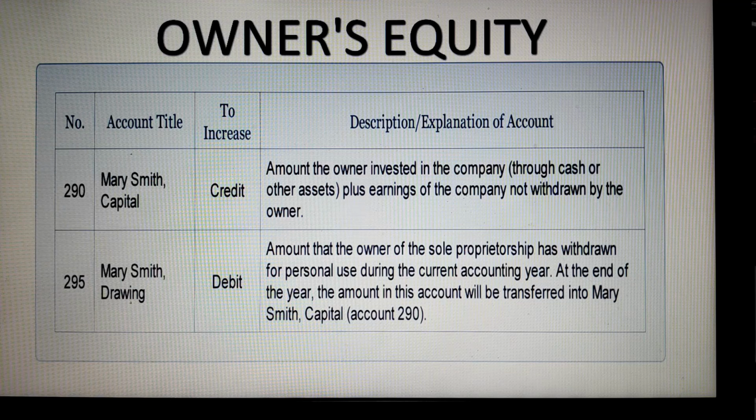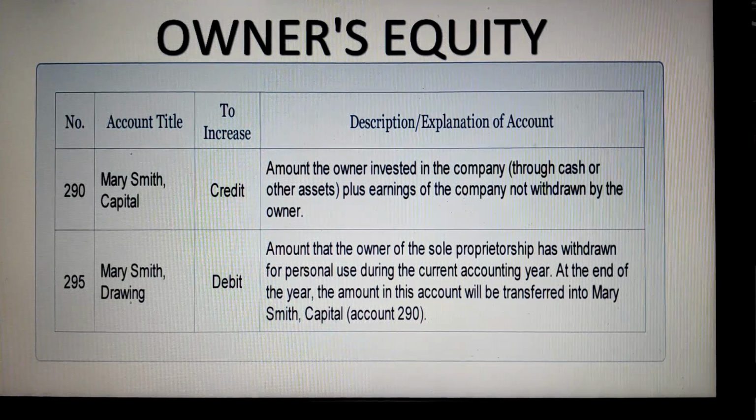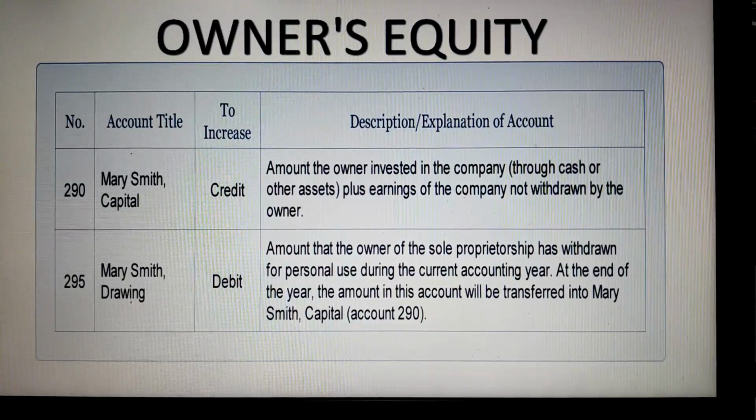Number 2 is the drawing. The amount that the owner withdrew, or sometimes the word used is withdrawal. So the amount that the owner of the sole proprietorship had withdrawn for personal use during the accounting year. At the end of the year, the amount of this account will be transferred into capital. So drawing at the end of the year is deducted in the statement of owner's equity from the capital, so you will know how much is left in your capital. So those are the two types of accounts found in the owner's equity.